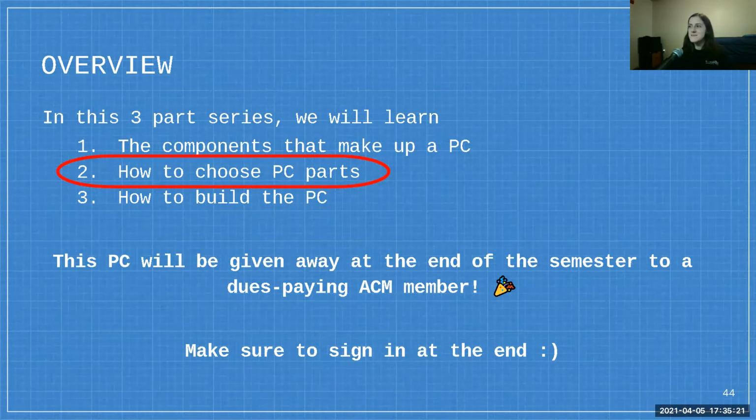And then our next meeting in 2 weeks will be actually building the PC. So that's going to be really exciting.